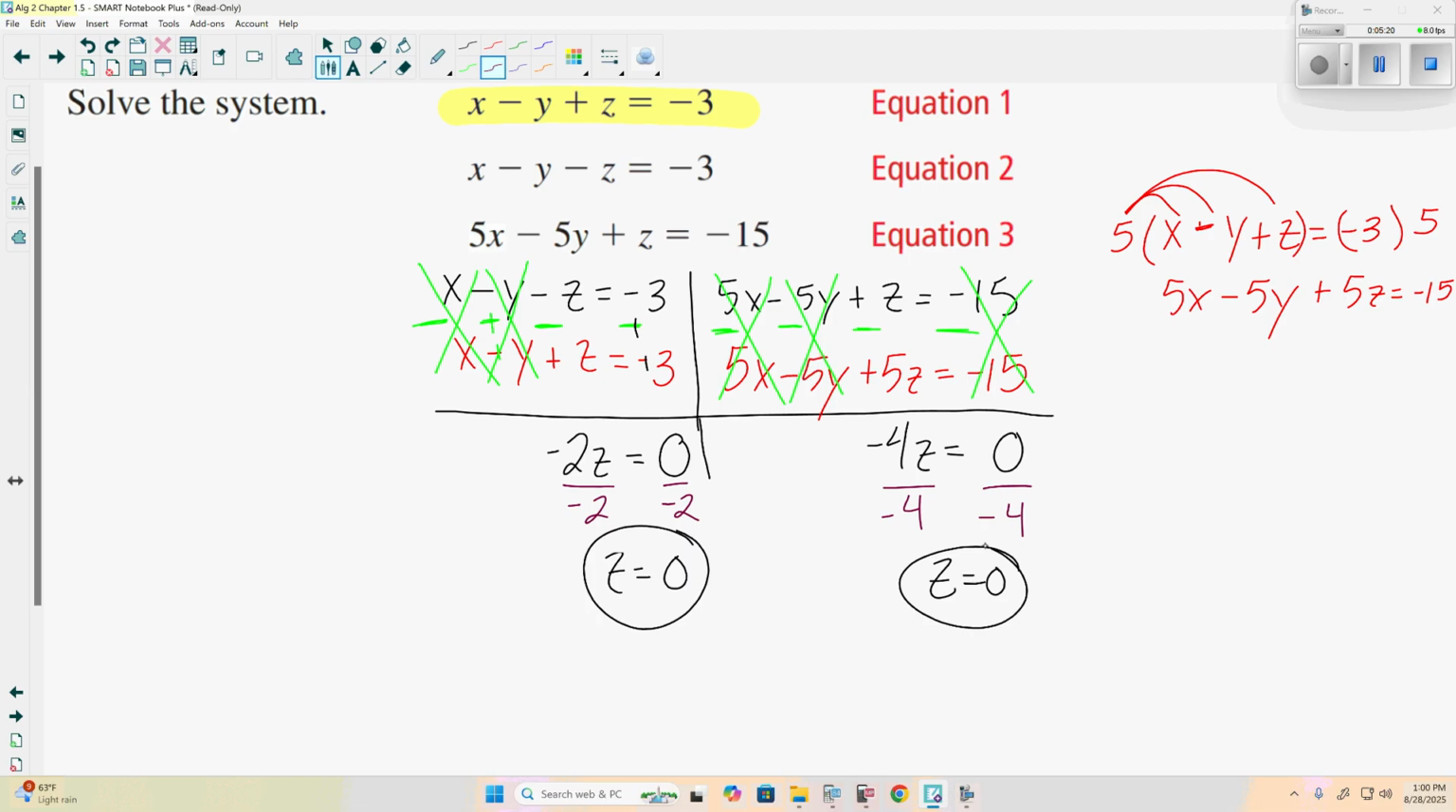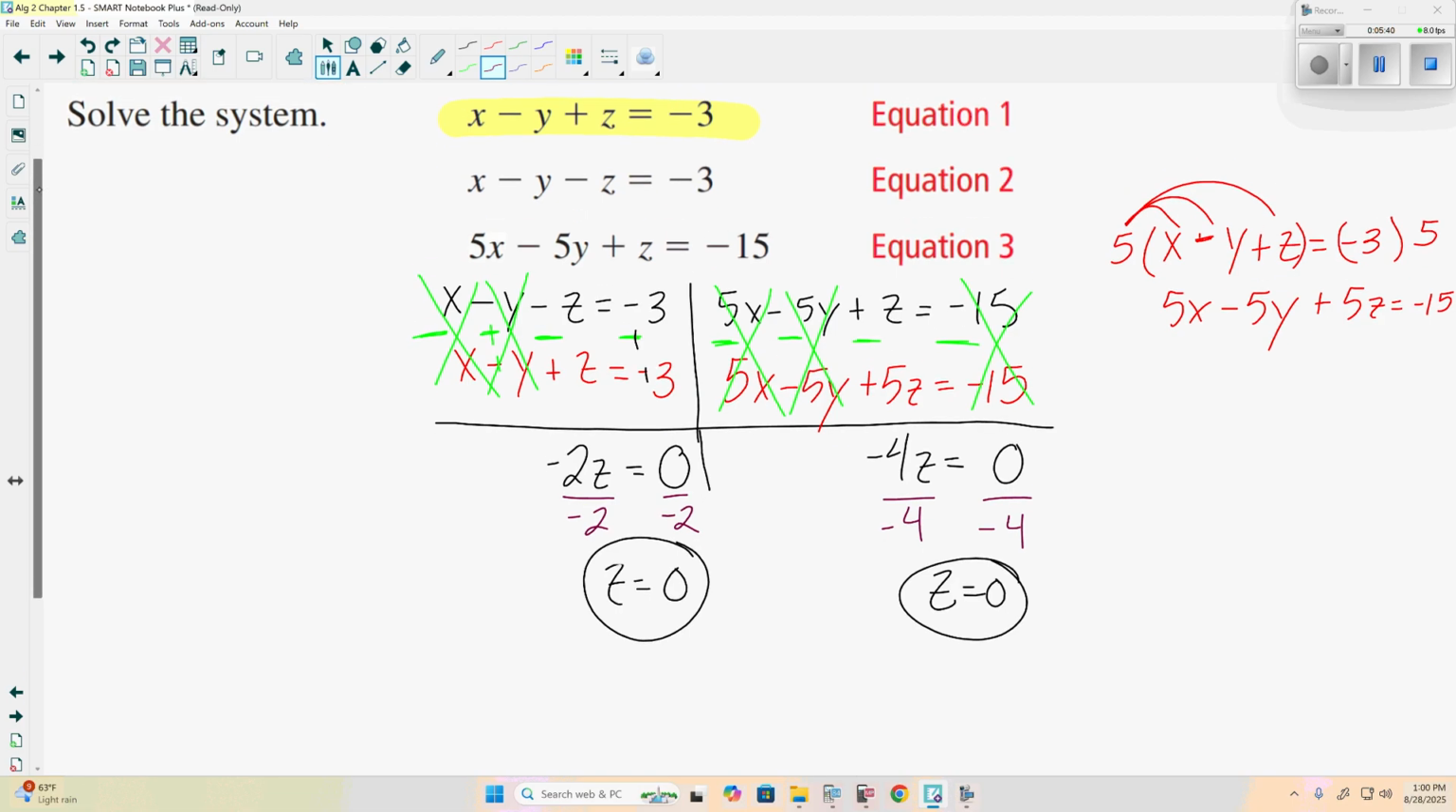We verified that z is indeed 0. Okay, that doesn't tell us much of anything because we still don't know what x and y are. Yes? Yeah, y is the funny one in this one that will do this.